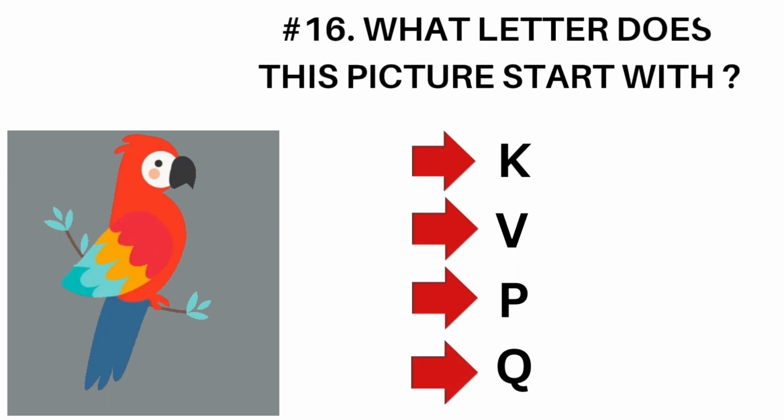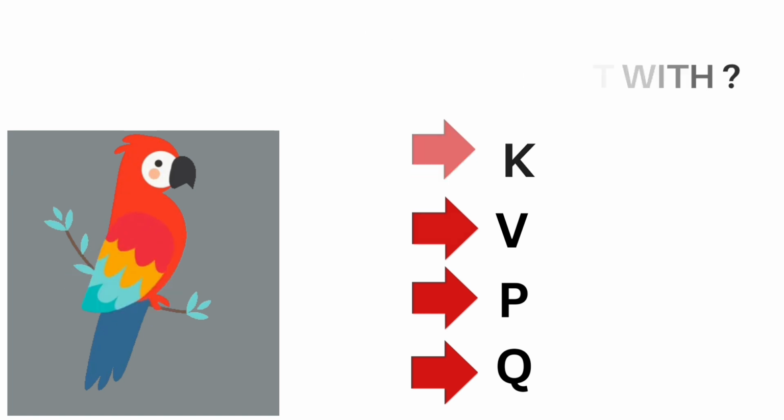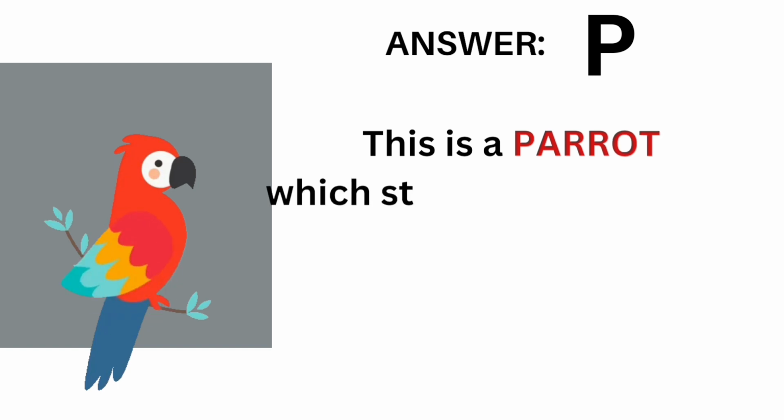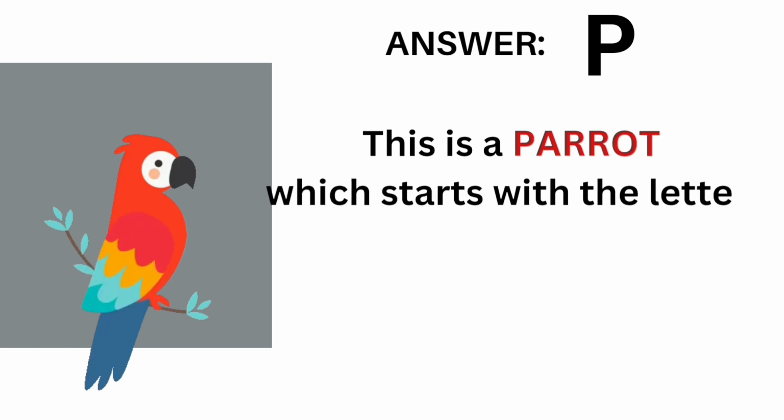What letter does this picture start with? The options are K, V, P, Q. The answer is P. This is a parrot, which starts with the letter P.